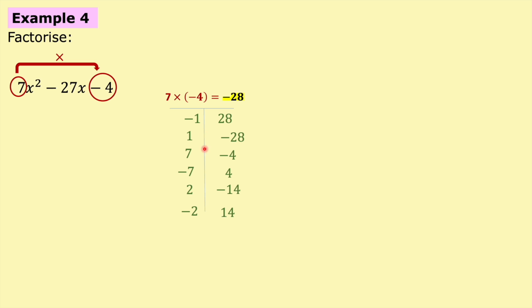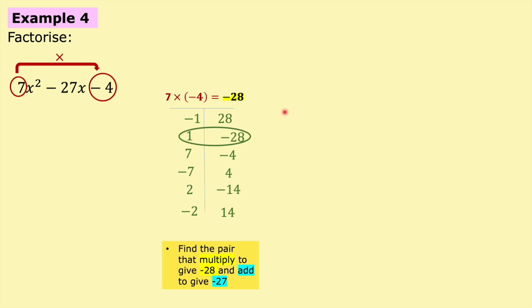As you are writing down these factors, I would always have in the back of your mind, well, I'm trying to add together to give us -27. So if you get so far and realise you've already spotted the pair, you don't need to go and write down every single pair of factors. So we need to find the pair that add together to give us -27. So -1 and 28 will give us +27, but 1 subtract 28 will indeed give us -27. So that is the factor pair that we're going to be using.